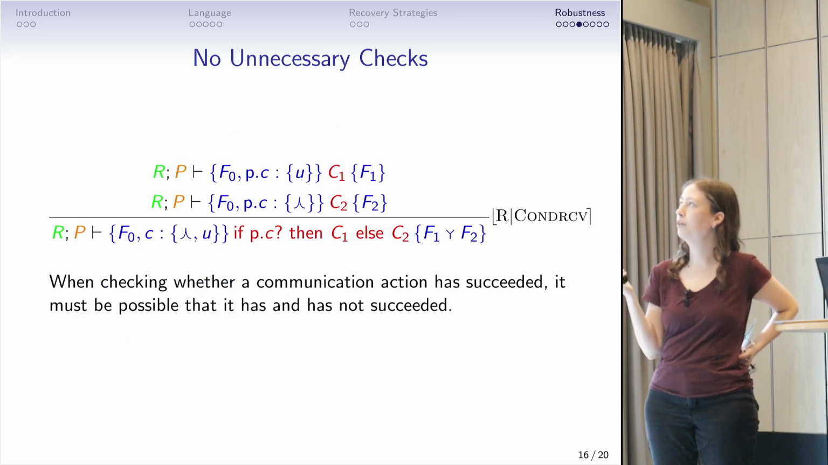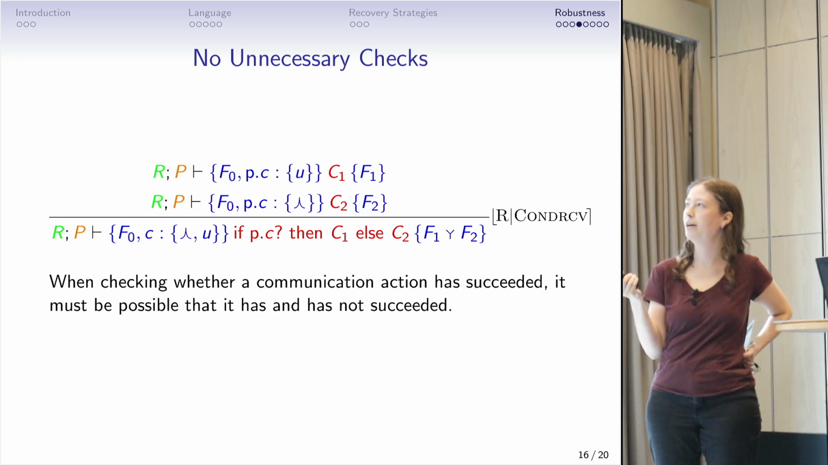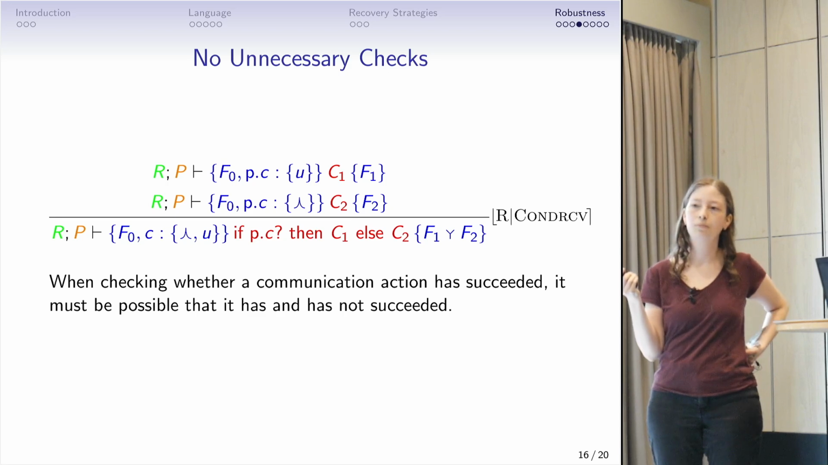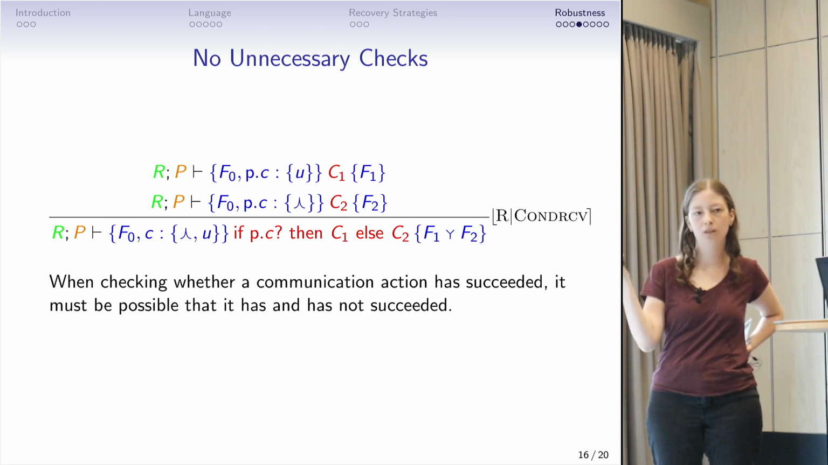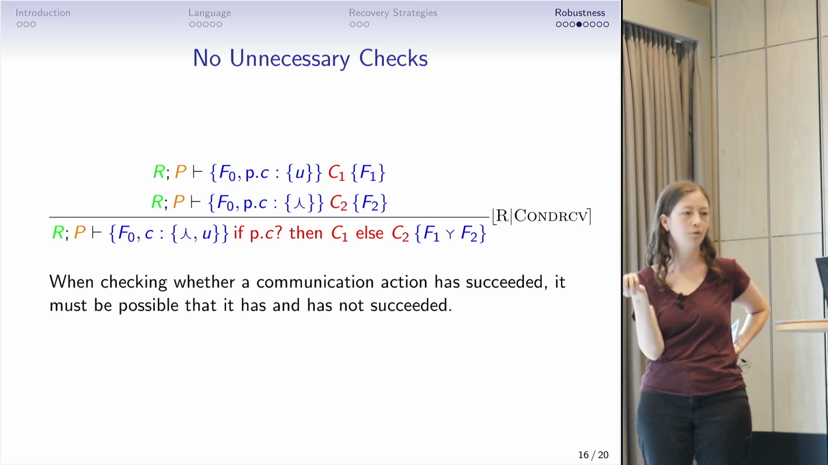So how do we ensure there are no unnecessary checks? Well, when we're checking whether a receive has succeeded, we need the state before that to have the hat, so it can potentially not have done anything, but it also has something that isn't the hat, so it can potentially have done something. And then we split these two states for the two continuations, because which continuation we use depends on which state we're in.